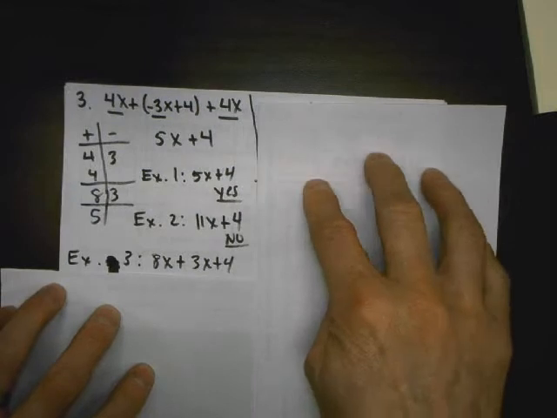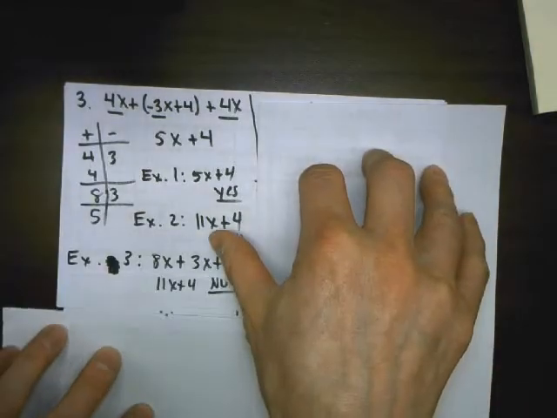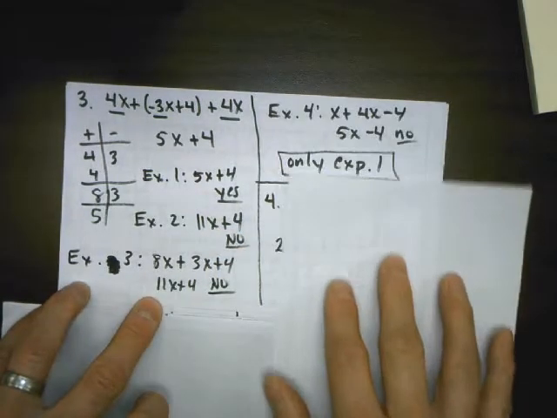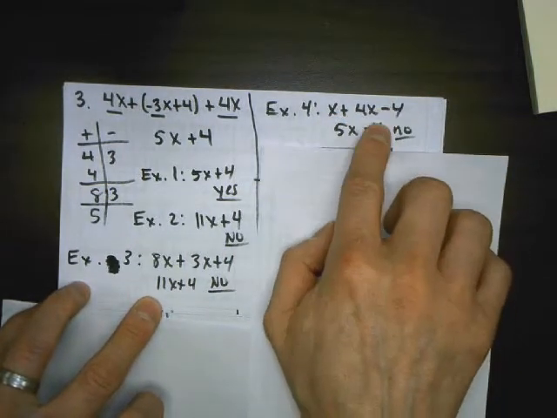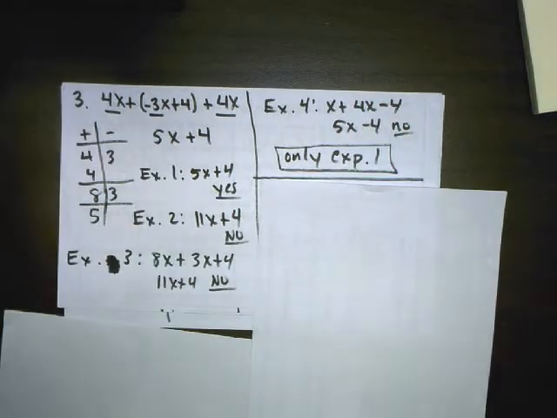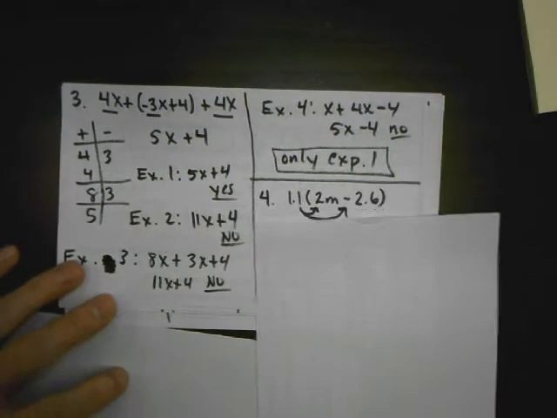Expression 3 is not simplified yet, so I combine like terms. 8x plus 3 more x's means I have a total of 11 x's. That's not the same. And for 4, I add my x's here. x plus 4x equals 5x minus 4. Well, that's close, but it's not the same, so my answer is only expression 1 this time.